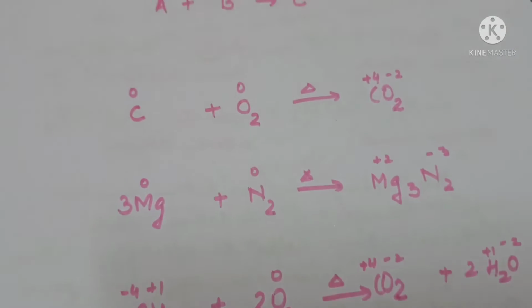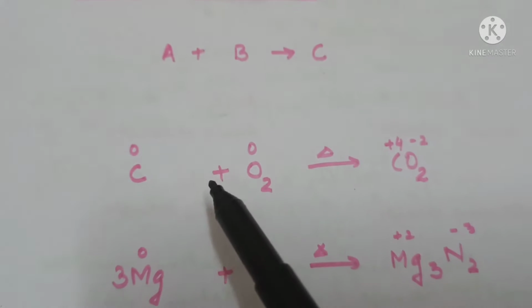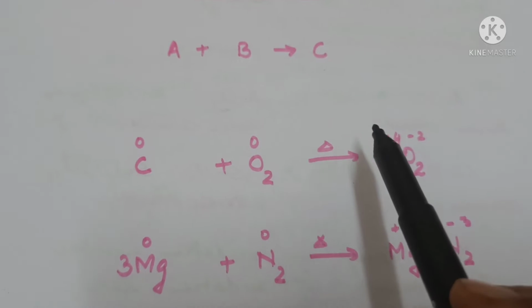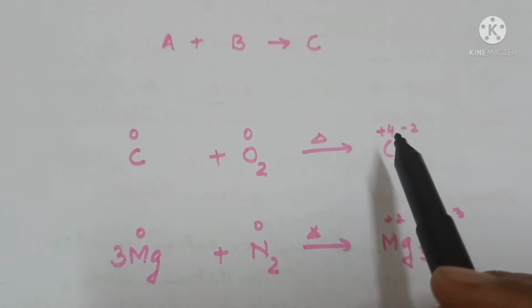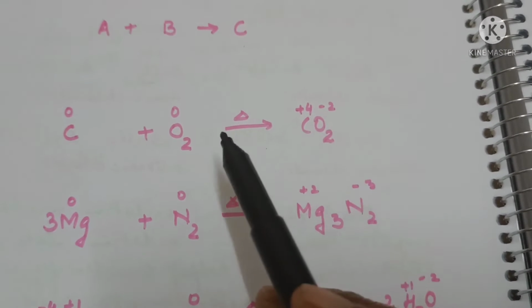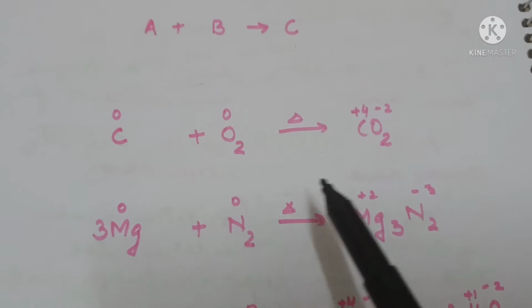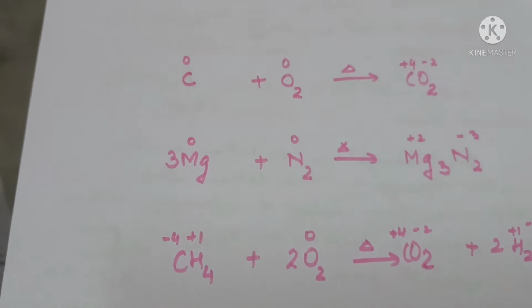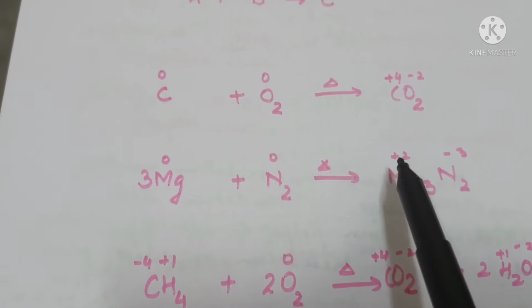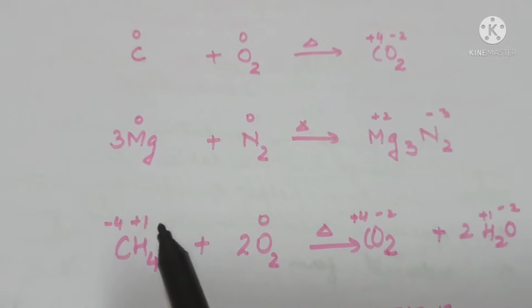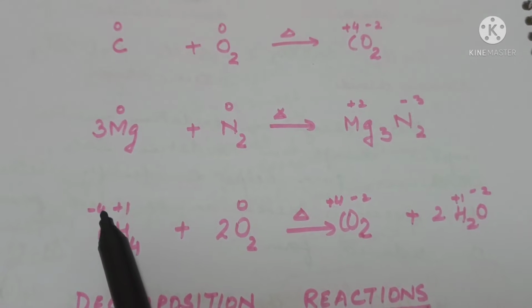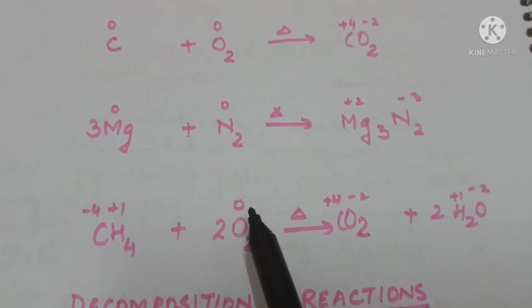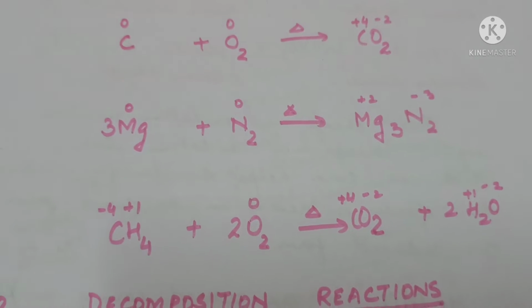These are combination reactions. What we see is that these reactions are also redox reactions, where one element undergoes an increase in oxidation state, which is oxidation, and the other element undergoes a decrease in oxidation state, which is a reduction. In this, magnesium undergoes oxidation, nitrogen undergoes reduction. The oxidation state of carbon increases from -4 to +4, and that of oxygen decreases from 0 to -2. So this is a redox reaction.